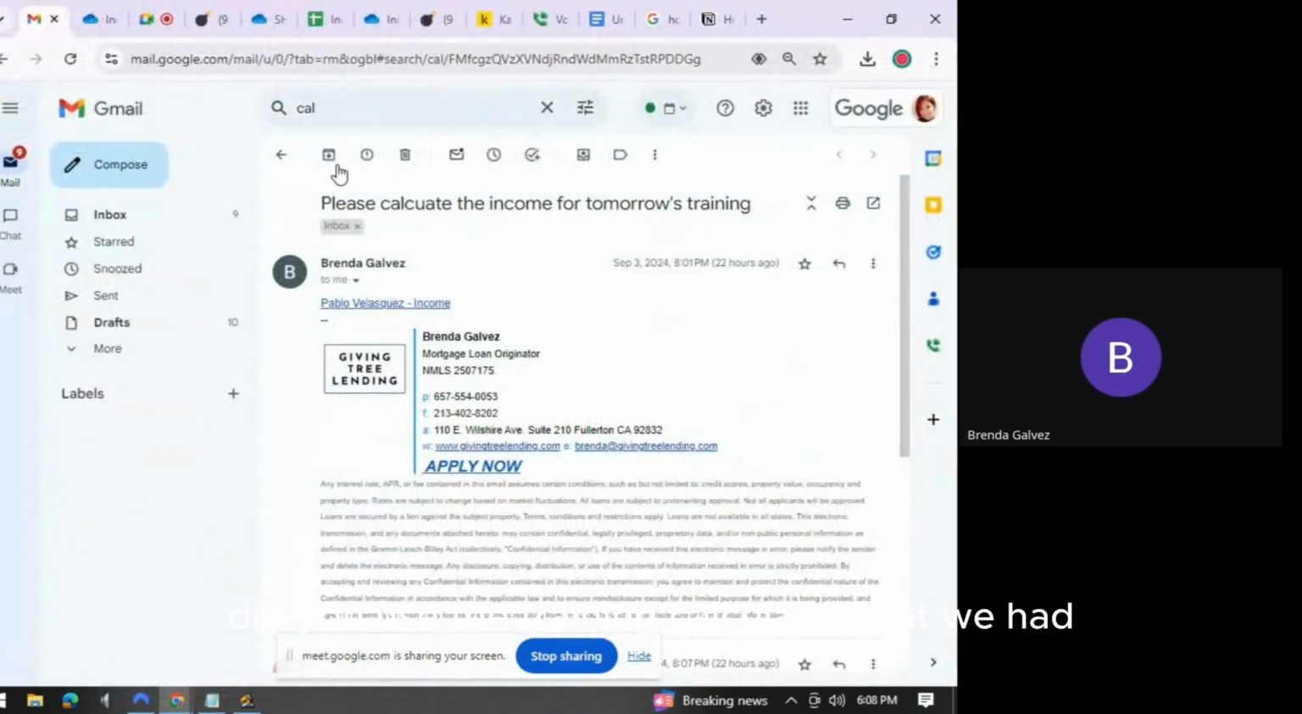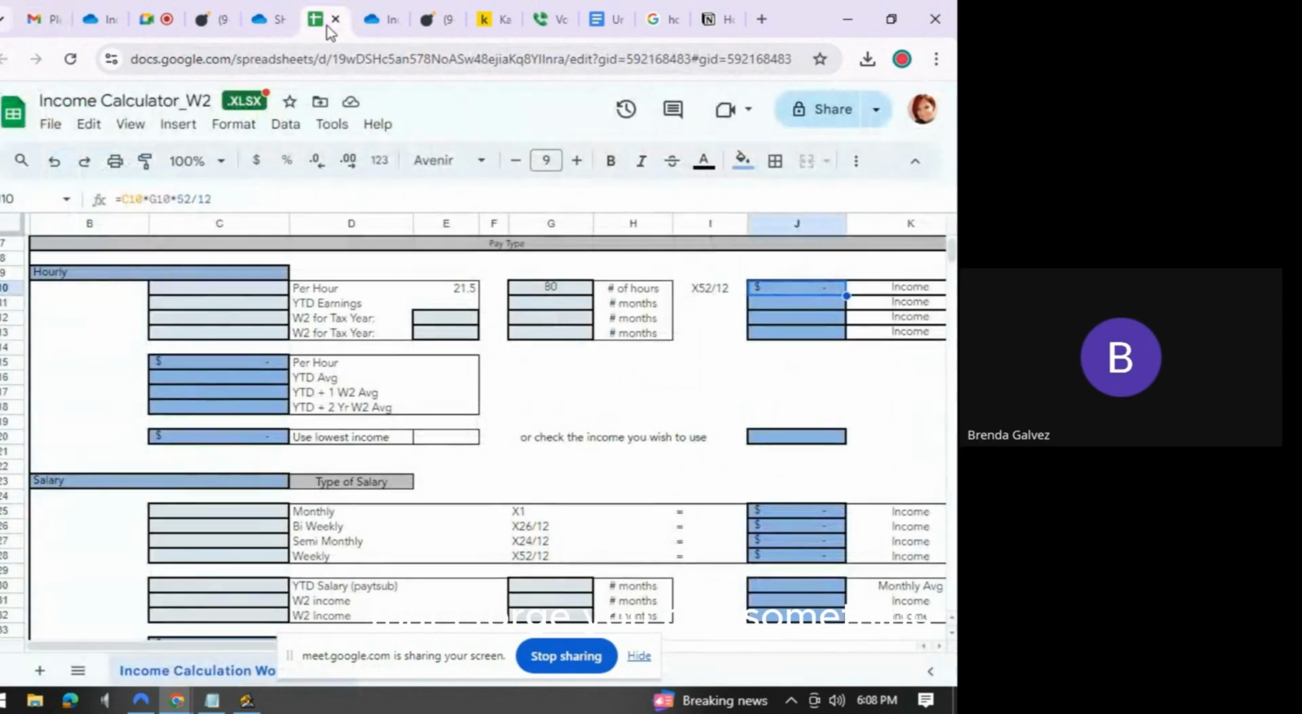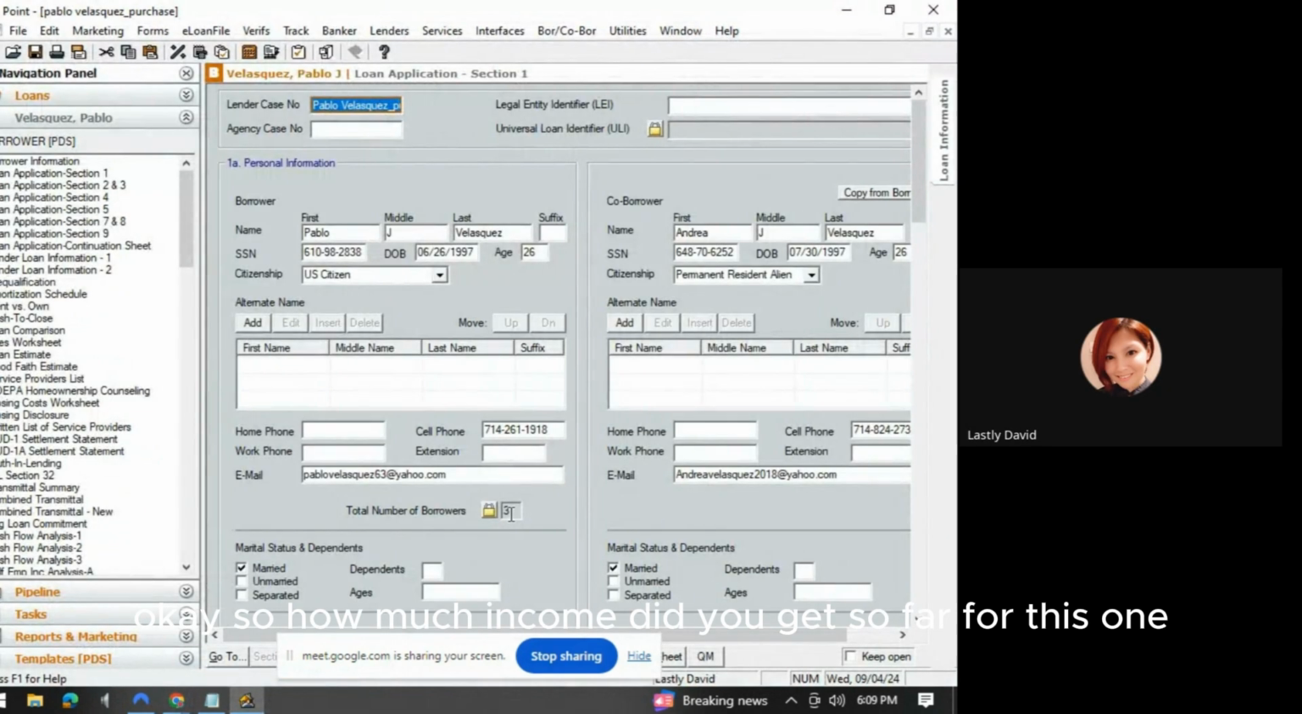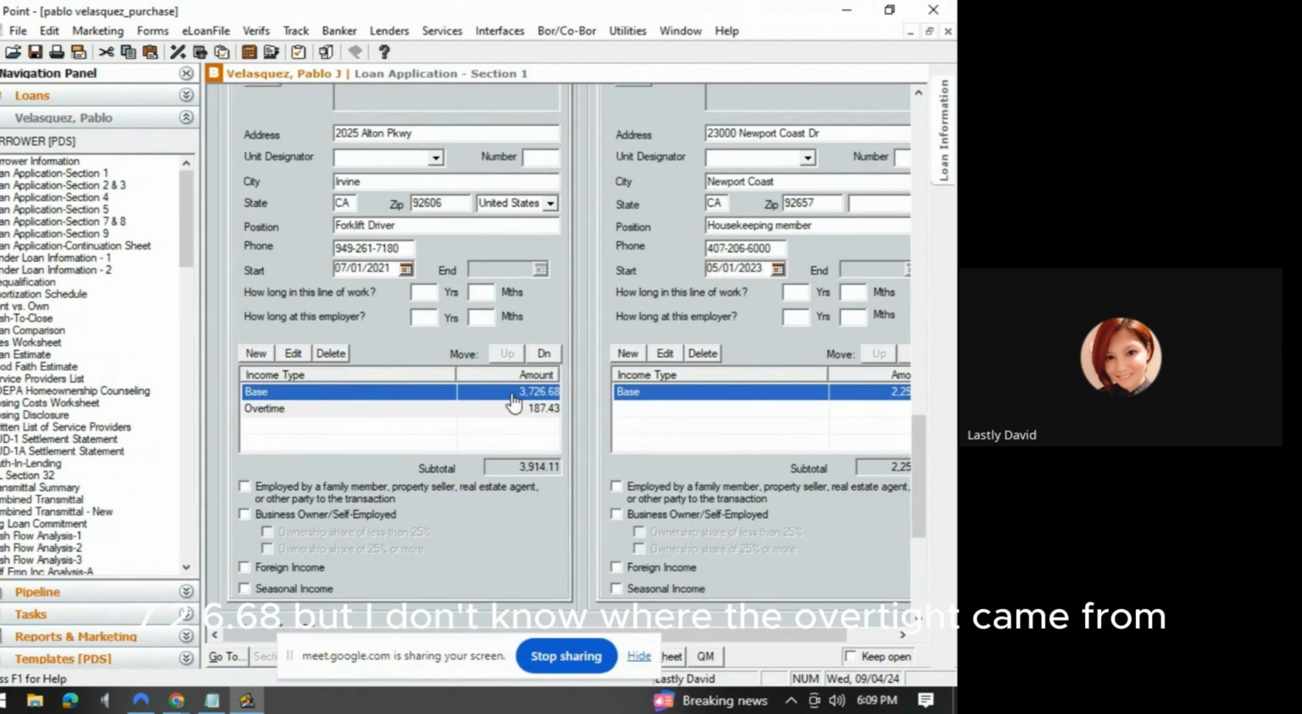Did you use the training calculator that I forwarded you last week? So this one, I did not use it. I just used the manual formula that you gave me. Okay. So how much income did you get? So for this one, I got 37 to 6.68, but I don't know where the overtime came from.